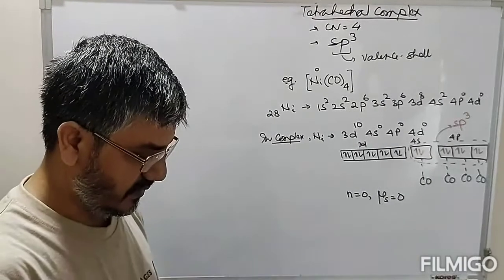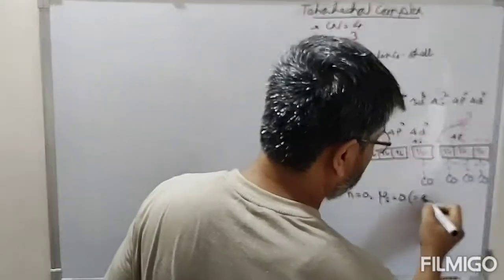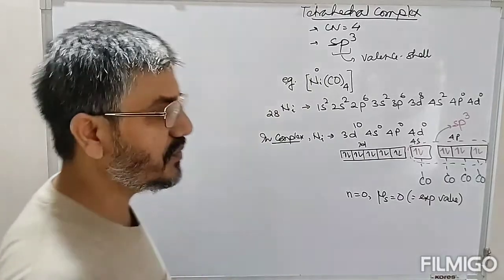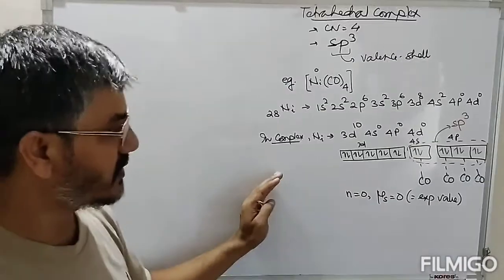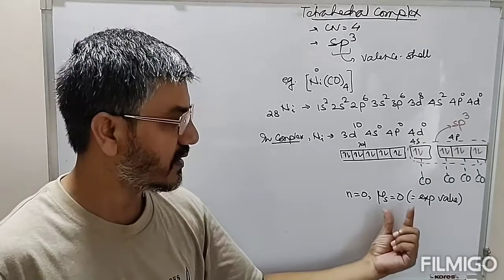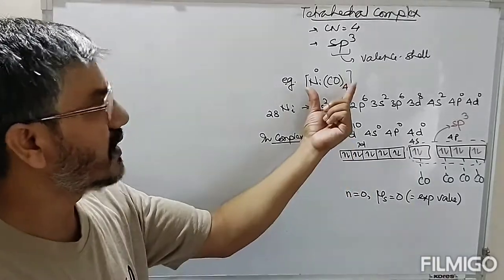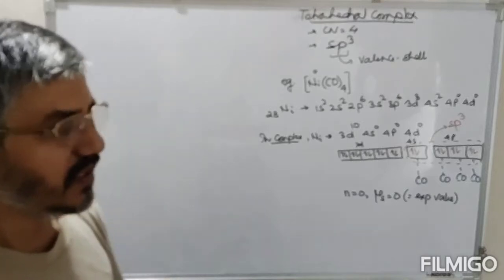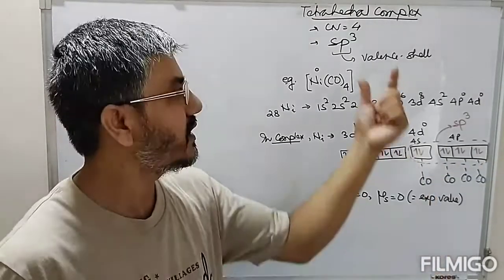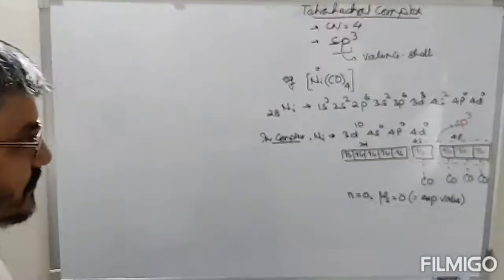In fact, this value is equal to the experimental value. So the theoretical value that we predict from this sp3 hybridization matches the experimental value. Since the resultant spin only magnetic moment is 0, this could be sp3 hybridization. If the spin only magnetic moment is some value other than 0, then that could not be sp3. There has to be some other configuration.